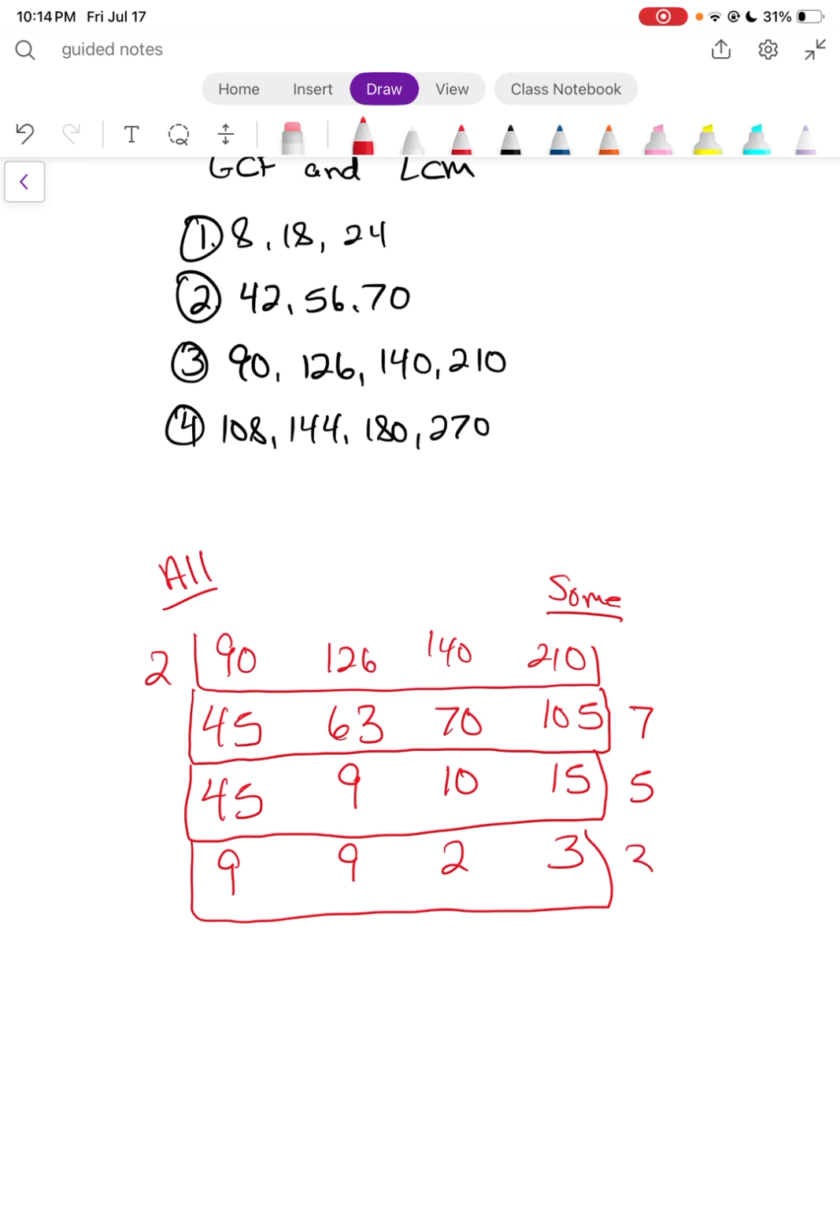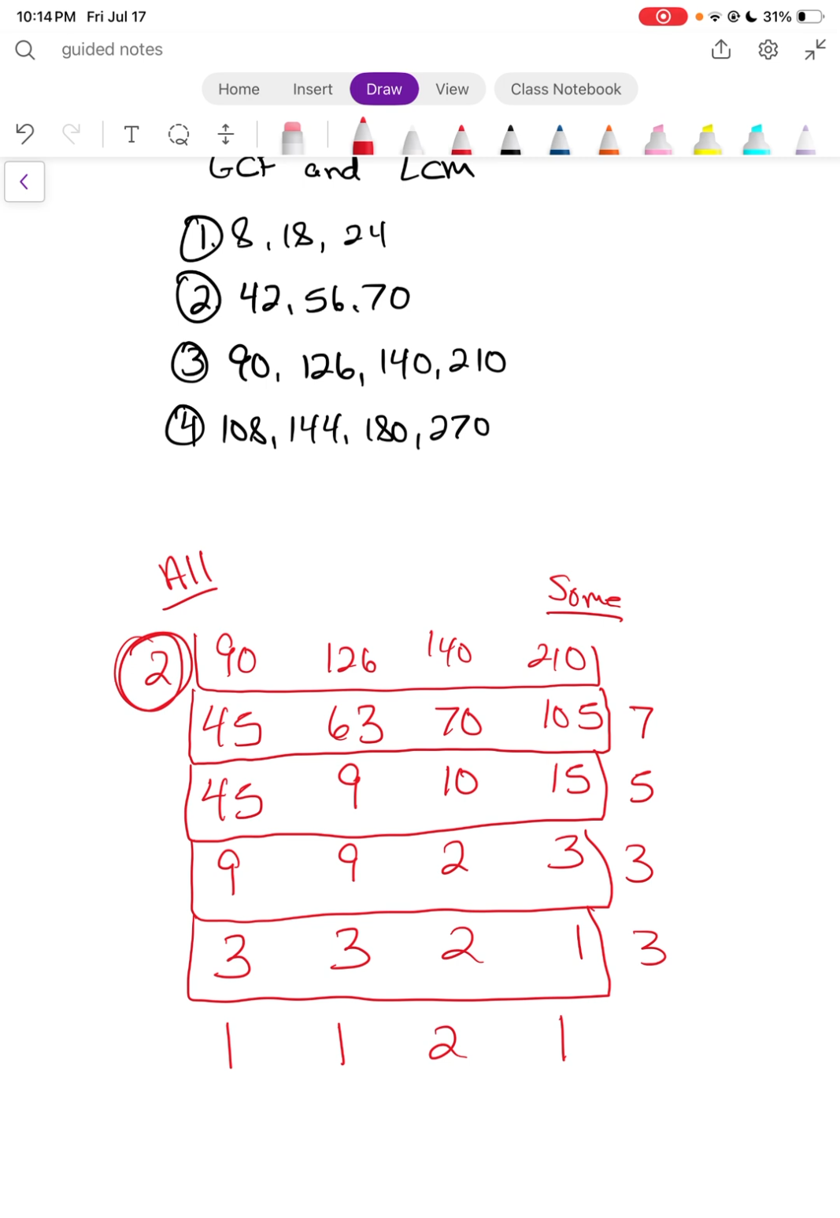3 divides into some of them. Again, use prime numbers so that it comes out right. It gives me a 3, a 2, and a 1. A 3 will divide into some of them again. That gives me a 1, a 2, and a 1. The greatest common factor is 2.